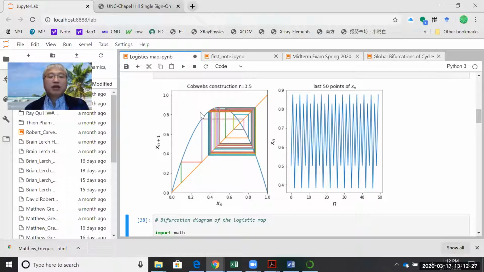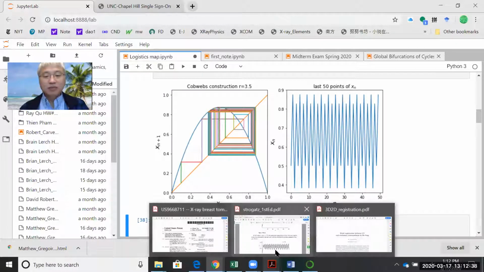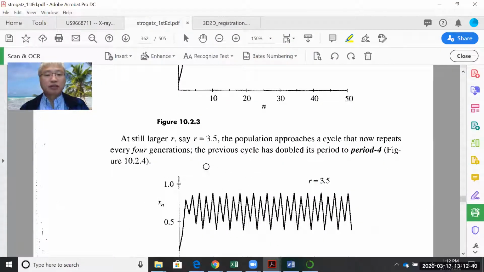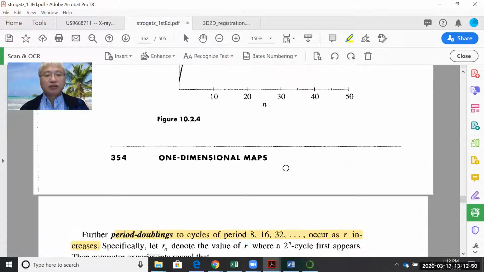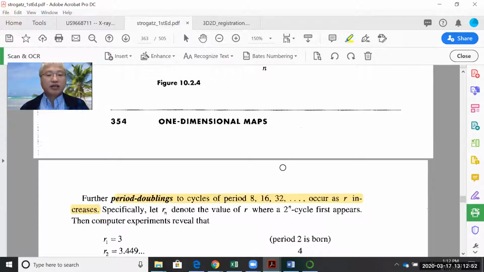So somewhere between 3 and 3.5 the period doubles again. In fact, the population approaches a cycle that now repeats every 4 generations. So somewhere between 3 and 3.5 is the doubling. And you can show that this behavior keeps doubling as you increase r further.